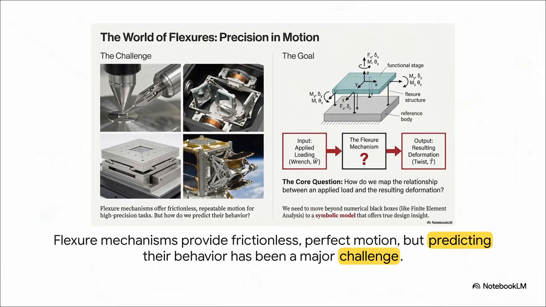Okay, so what are we even looking at here? These are flexure mechanisms, and they're amazing, right? They bend and flex to create motion that is just perfectly smooth, perfectly repeatable. We're talking about things like space telescopes, atomic force microscopes, the really high-tech stuff.